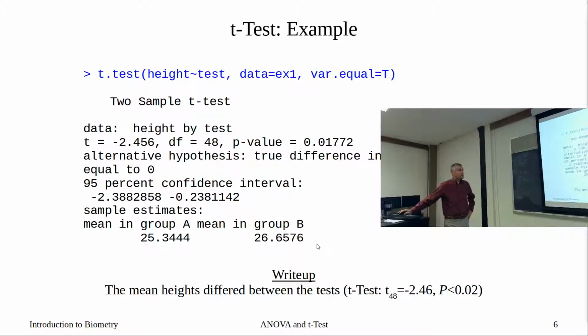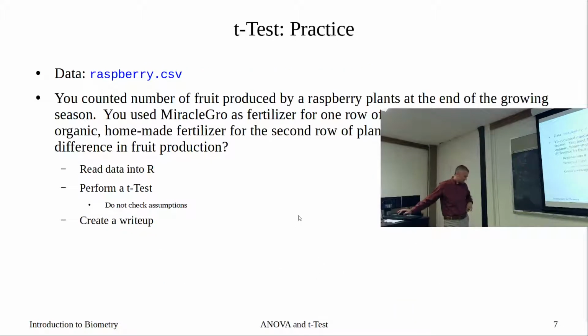So we have everything. So practice, raspberry.csv. We've counted the number of fruit produced by raspberry plants at the end of the growing season. We use Miracle-Gro as fertilizer for one row of plants. Then you use an organic homemade fertilizer for the second row of plants. Did fertilizer cause a difference in fruit production?